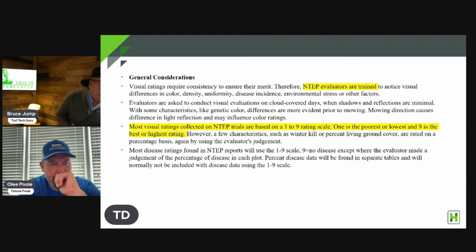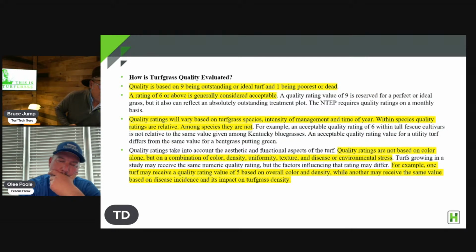Most of the ratings, and this is important, collected on the NTEP trials are based on a 1 to 9 scale. 1 is the poorest or lowest, and 9 is the best or the highest. 1 to 9 is typical. 1 is the worst. 9 is the best. So how is turfgrass quality evaluated? It's based on a 9 being outstanding or ideal turf and 1 being the poorest or dead.